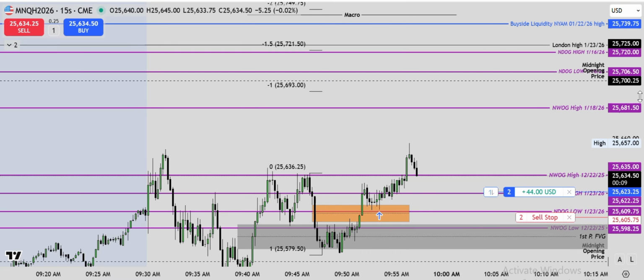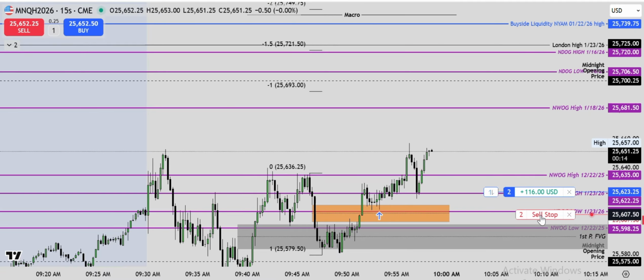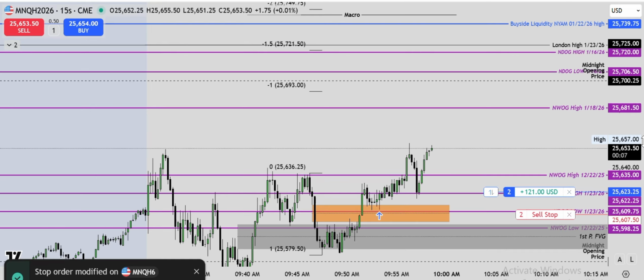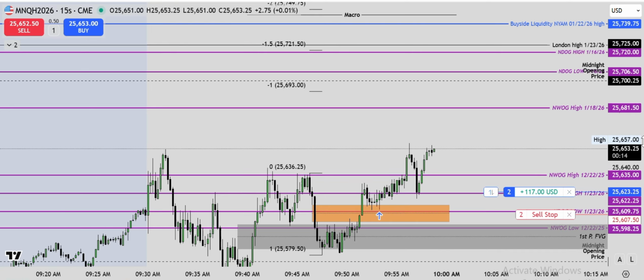So right now price is failing to return to that inversion fair value gap right there. We also have a bunch of new day opening gaps and new week opening gaps that it's bouncing off of, so I'm just watching that. This is a 15-second chart, by the way. I just adjusted my stop there to right below consequent encroachment of that inversion fair value gap.